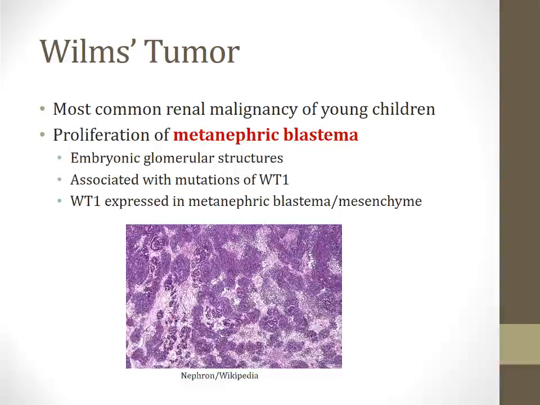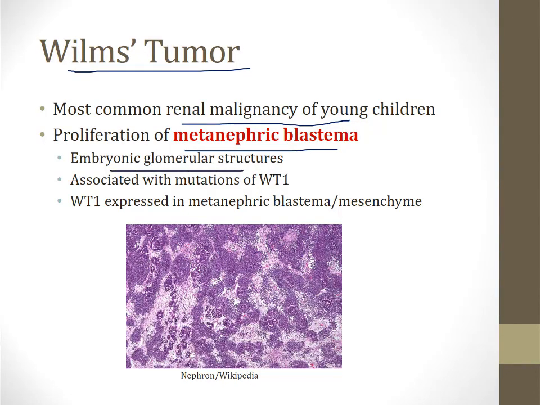There's a renal malignancy called Wilms tumor, which is the most common renal cancer of young children, and you should be aware that there's a tie-in with embryology here. This tumor is caused by an abnormal growth of the metanephric blastema. That's that tissue that surrounds the ureteric bud. This is capable of forming embryonic glomerular structures, and that's what you see when you do a biopsy of a Wilms tumor. It looks like what's shown on the screen here.